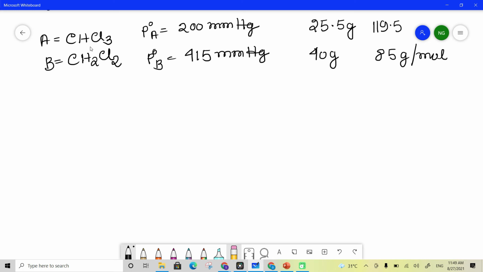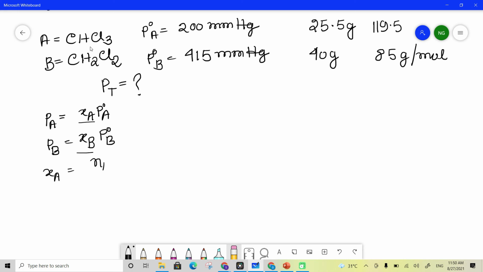Now what we have to do here? We have to calculate the total pressure PT. So first we will write the equations. First we have to calculate PA, that is equal to XA P0 A, and PB equal to XB P0 B. So here what is XA and XB?